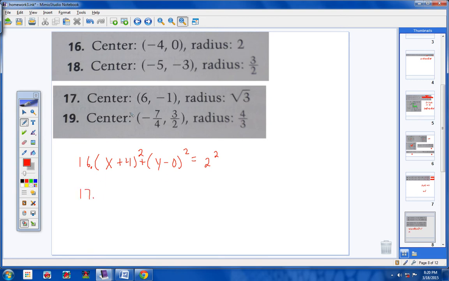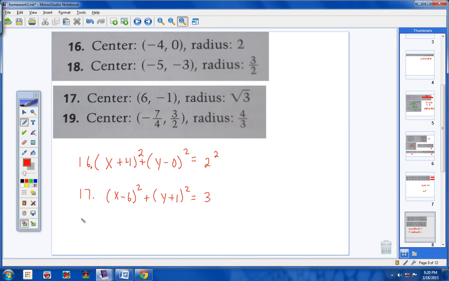Alright, number 17. Here's number 17 right here, okay? Well, we would say x minus 6, change the sign of the 6, plus, and then y plus 1, change the sign of the 1, quantity squared equals, and then square root of 3 squared, which of course would really just be 3 if you want to put a 3, alright?